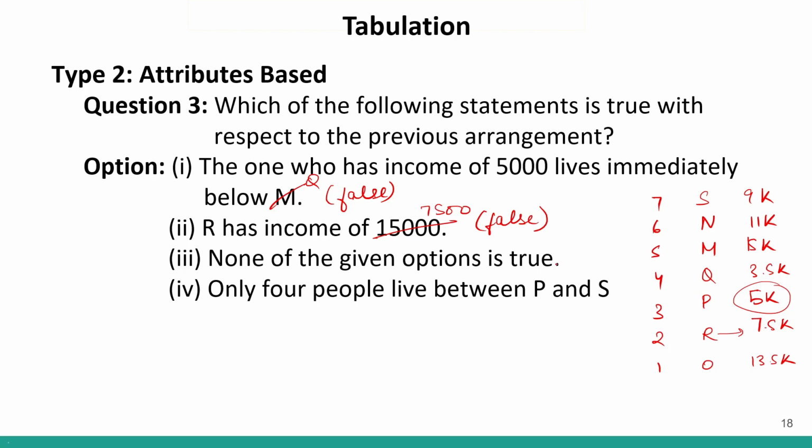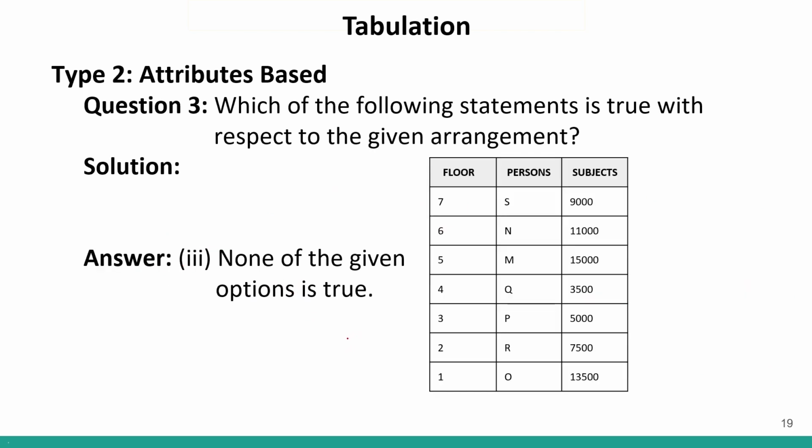Option 3 is none of the given options is true. Option 4 is only 4 people live between P and S. So P is over here, S is over here. We have N, M and Q, so we have 3 people between P and S. Therefore, this is also false. So my answer will be option number 3, that none of the given options is true.